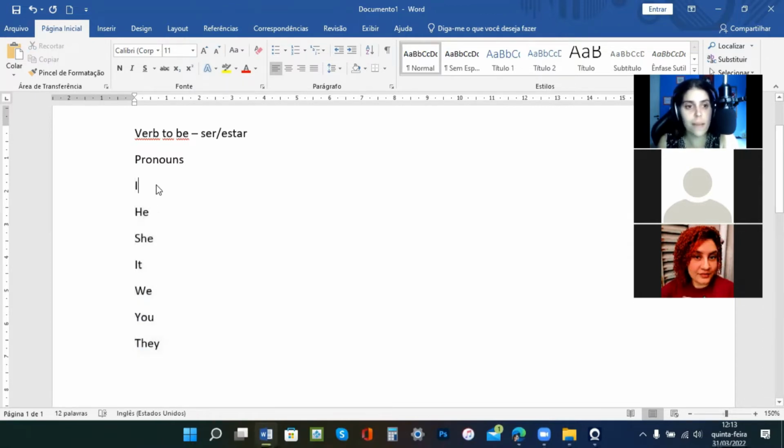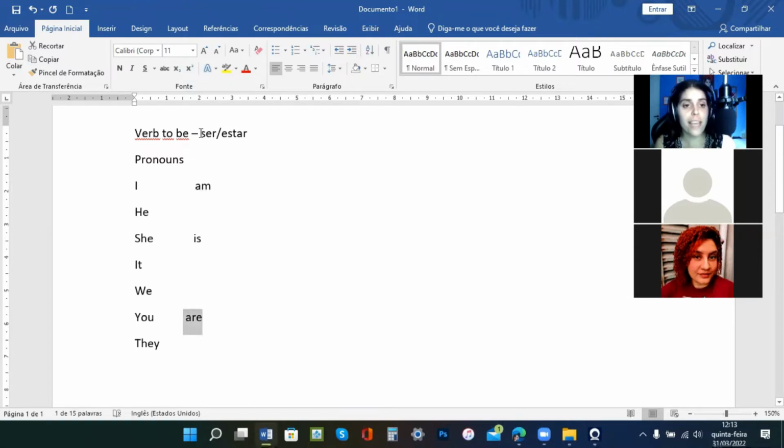Basically, we have three different forms of verb to be. We have, first of all, am. For he, she, or it, we have is, and for we, you, and they, we have are. So the three forms of verb to be are am, is, and are. As três formas básicas do verbo to be no presente é am, is, are.